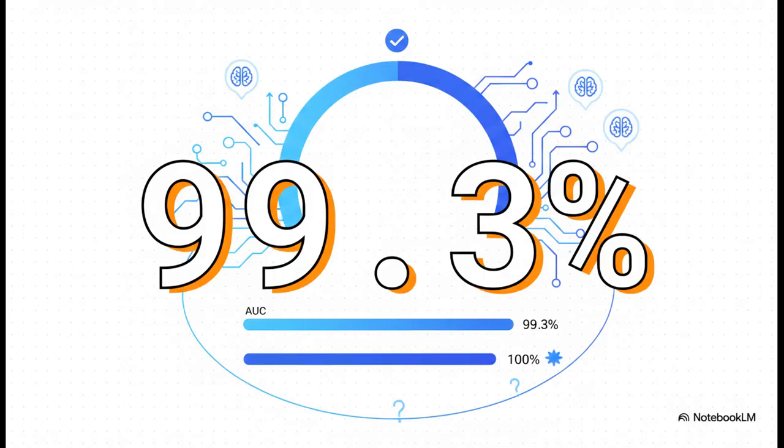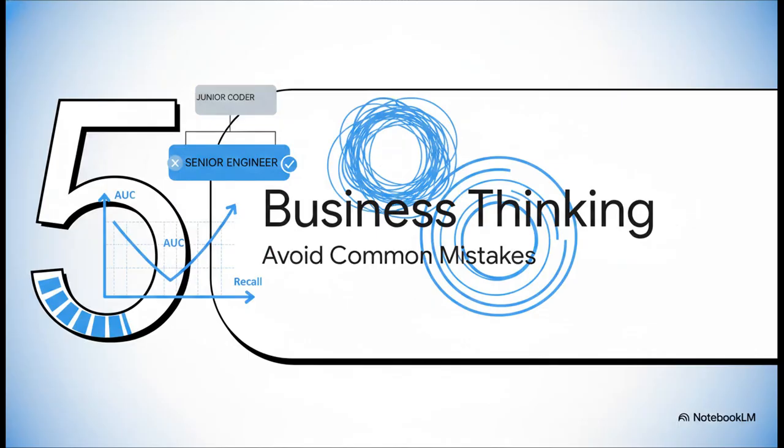So, look at the performance of the model we just ran. Boom, 99.3% AUC, alongside an absolutely incredible 100% recall score. That is a massive dopamine hit, right? Seeing numbers like that, you probably feel like an absolute genius on day 5. But let me ask you something. When you see a 99.3% score out in the real world, is that a reason to celebrate? Or is it highly, highly suspicious? Let's dive into that in our final section, business thinking and common mistakes.